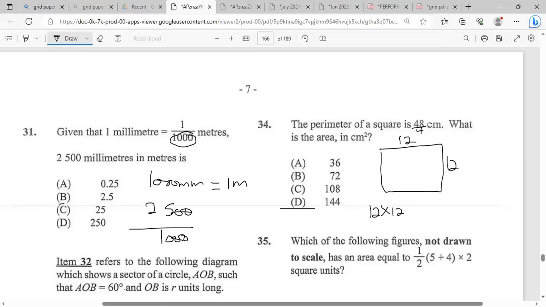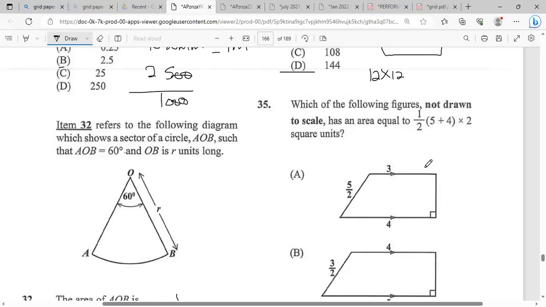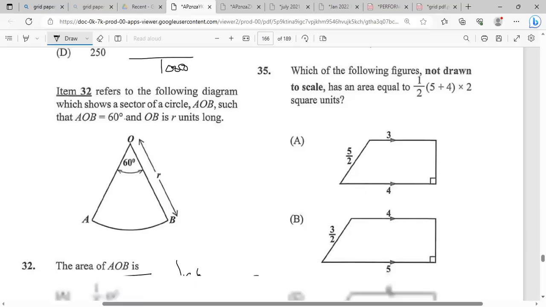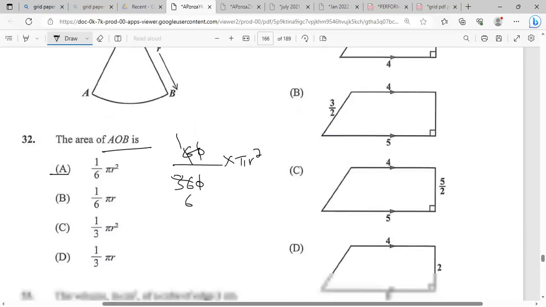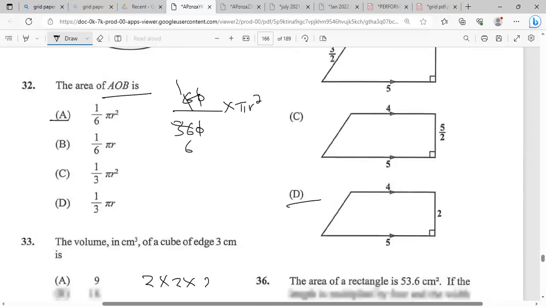Awesome question, this one. Which of the following figures, not drawn to scale, has an area equal to half of p plus 4 times that? So we'll look for the height to be 2, right here. So A and B, 5 and 4. All right, that's not it. That's not it. So it has to be this one, 4 and 5, A and B. The height, remember, cannot be the slant side. It's this side, all right? Let's go, guys.